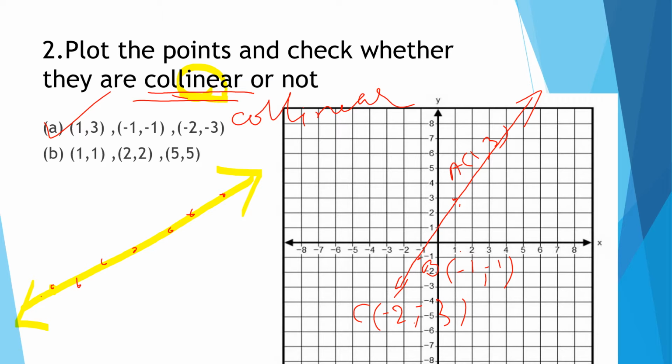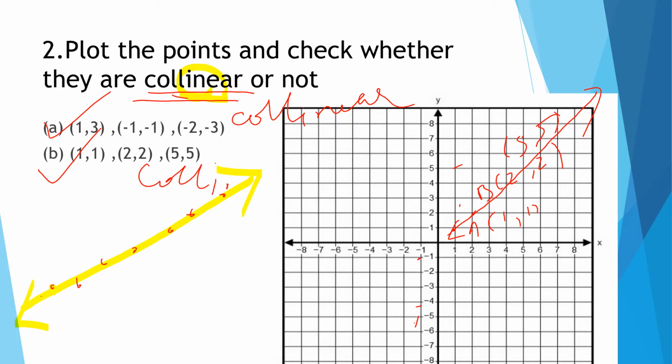The second part, let us erase this. The second part is (1, 1). Mark it as A(1, 1). The second point (2, 2) also lies in the first quadrant. Then C(5, 5). Yes, all three points lie on the same straight line. This set of points is also collinear.